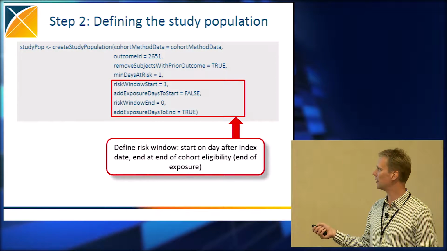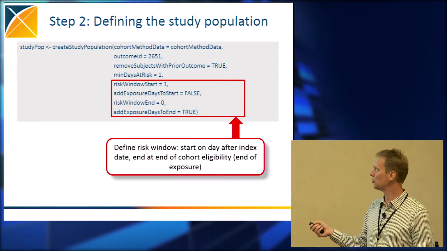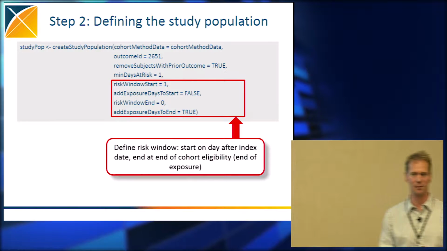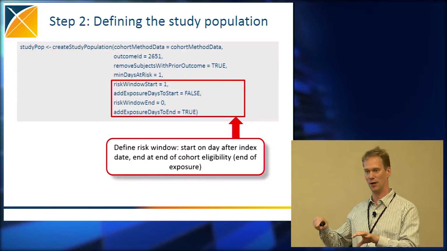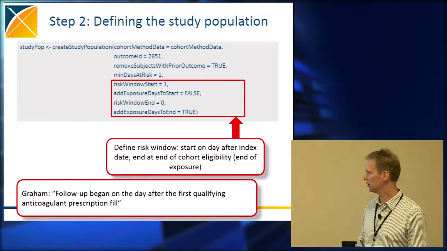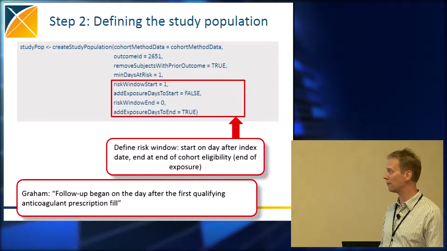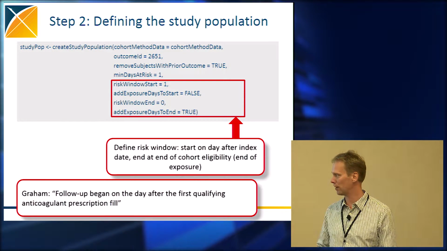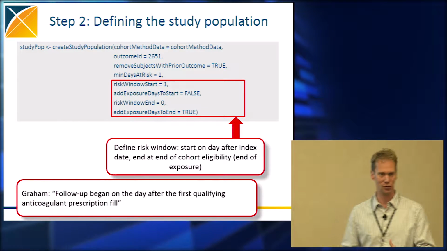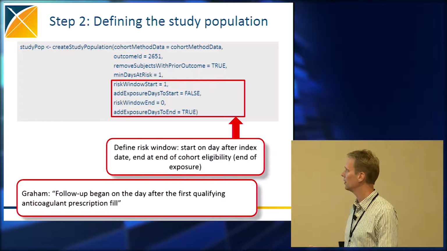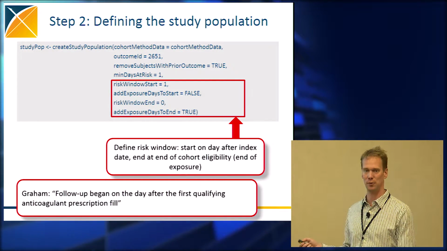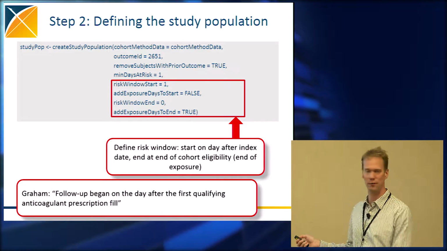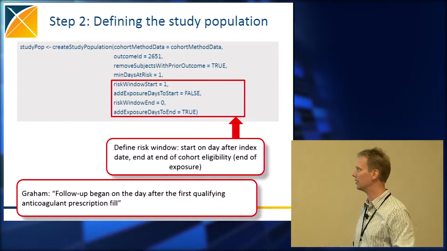So we're saying that the risk window start is 1. That means it's the cohort start date plus 1, because that's actually what Graham said: follow up on the day after the first qualifying anticoagulation prescription fill. So we're just doing exactly what Graham said. I have this option, add exposure days to start, set to false, which means that this 1 is relative to the start date that Patrick defined.